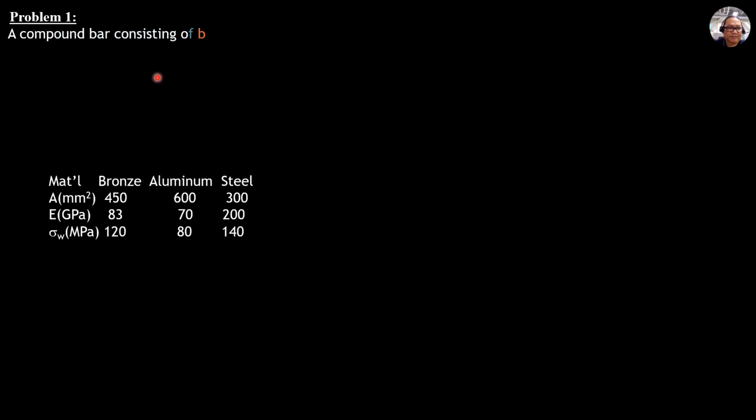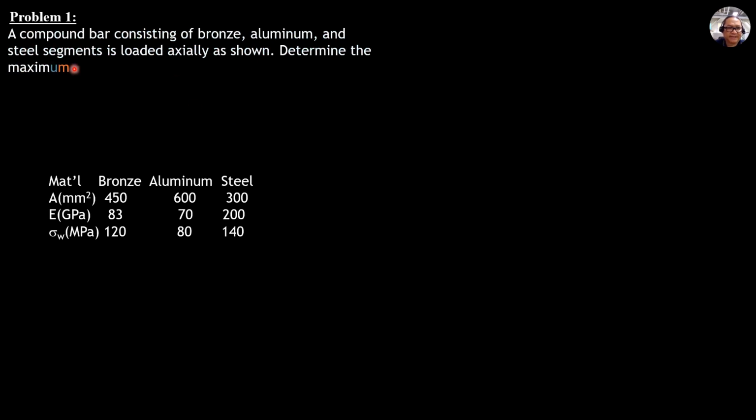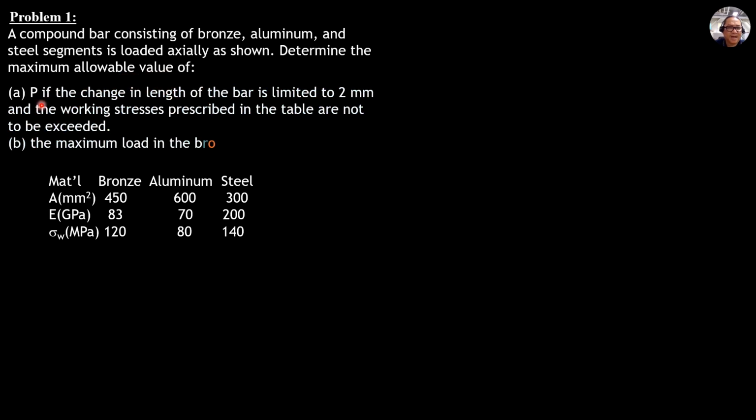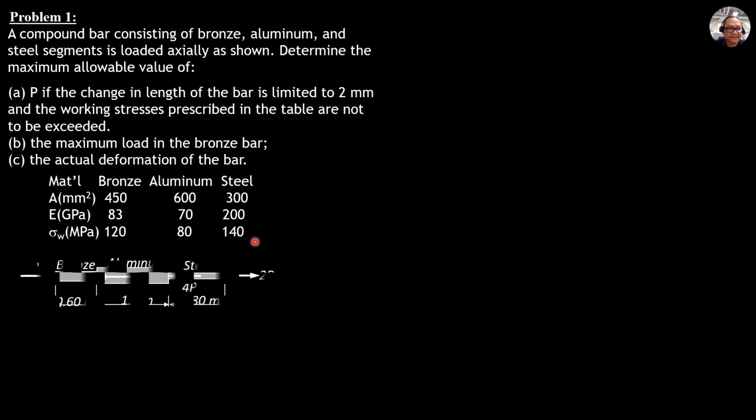For problem 1, a compound bar consisting of bronze, aluminum, and steel segments is loaded axially as shown. Determine the maximum allowable value of P if the change in length of the bar is limited to 2 millimeters and the working stresses prescribed in the table are not to be exceeded. Also find the maximum load in the bronze bar and the actual deformation of the bar. So we compute for P based on strength and based on this limited deformation of 2 mm, which is either positive 2 or negative 2, depending on the axial force diagram. These are the properties of the different materials.